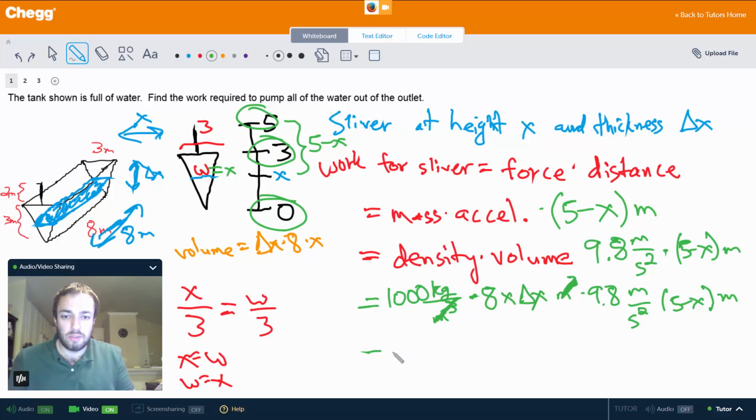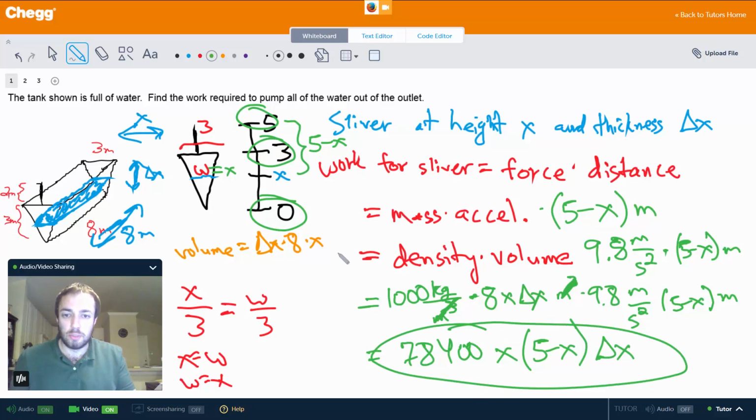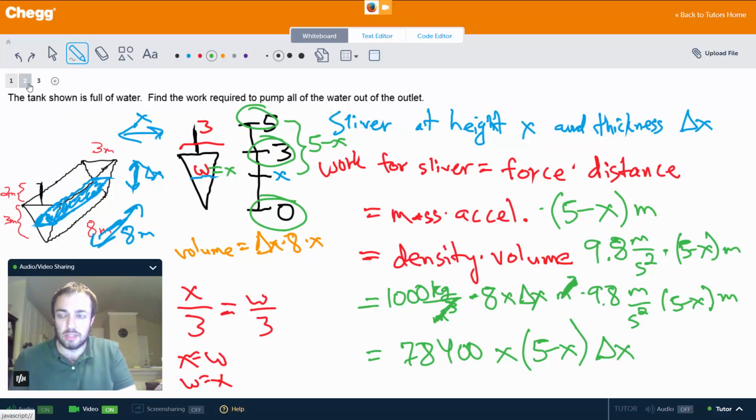So we have 1,000 times 8 times 9.8. That's going to be 78,400, and then we have an x, and then 5 minus x, and then we have our delta x. Okay, so there's a reason that I rearrange everything like this. So this is the work required to pump out just this one tiny sliver. Okay, that's the work for just the one tiny sliver. So let's go ahead and go to the next page and summarize that.